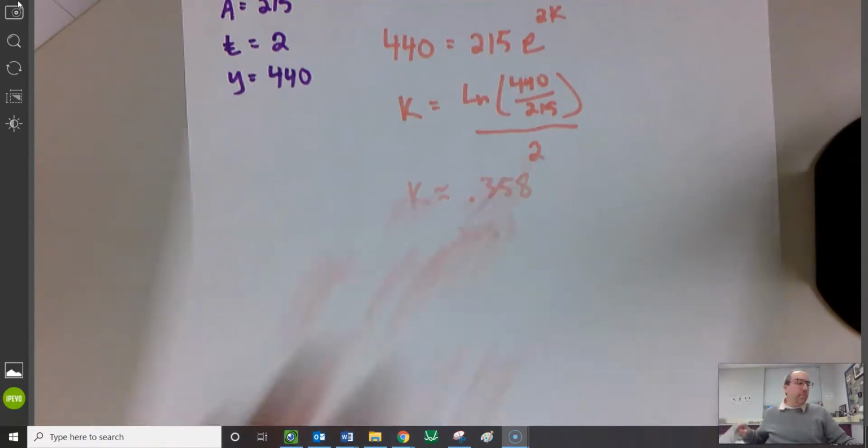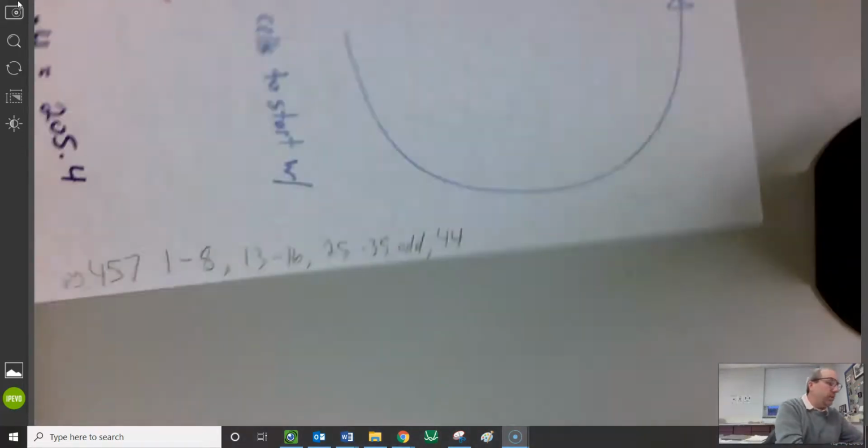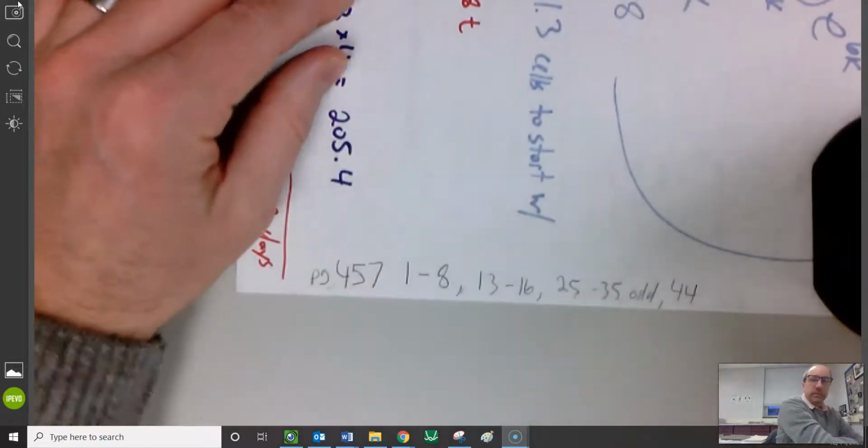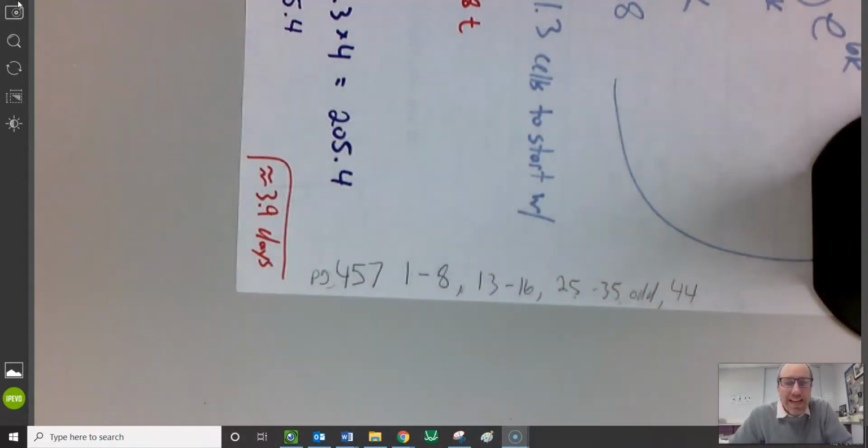Okay? Here's your guys' stamp. Here are some logarithmic problems I would like you to try. Page 457, 1 through 8, 13 through 16, 25 through 35, odd, and then number 44. If I remember correctly, 44 mimics the way the project will kind of look, but I could be wrong. I'm old and forgetful. But try that stamp out.